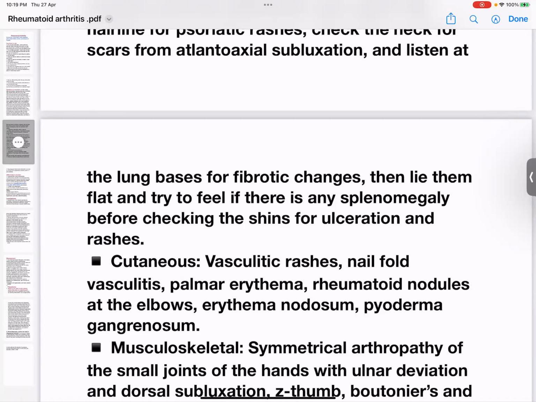What is the syndrome which involves splenomegaly? Felty's syndrome. Very good. Felty's syndrome: you will find splenomegaly with rheumatoid arthritis, and leukopenia.